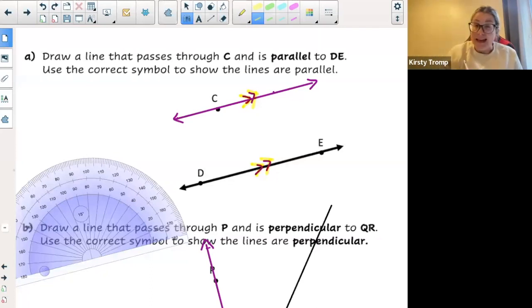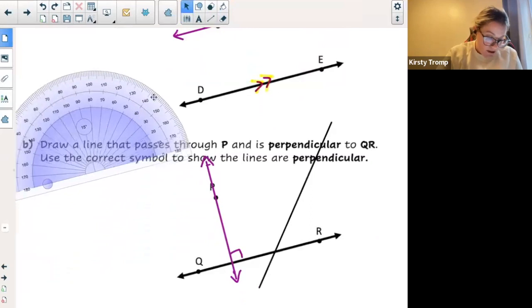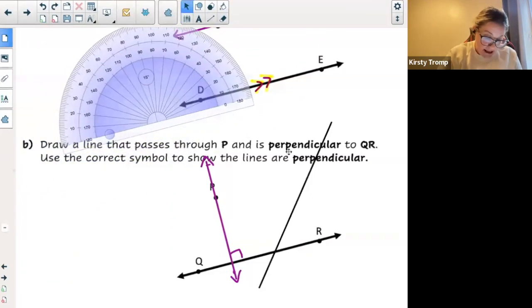A reminder, how did we measure that those lines were parallel to each other? We took a ruler and we measured, and we made sure that was the same distance between those two lines. Then we moved on to the next question, and we drew a line that passed through P and was perpendicular to QR, and we used the correct symbol to show that the lines were perpendicular.